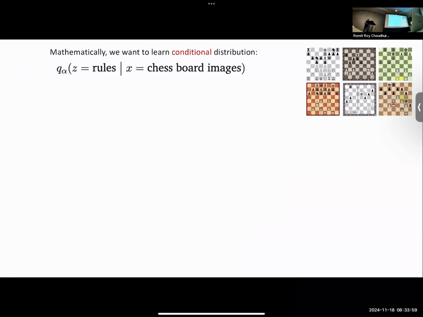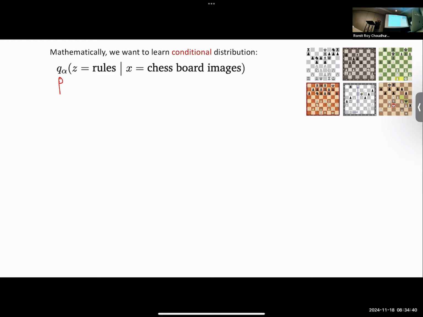And mathematically, that will be defined as the following. If I give you chessboard image pictures, you have to basically come up with a conditional distribution that says, given these pictures, what rule has maximum probability? Look at this distribution. Q you can think of as P, probability. Probability of a rule given the set of chessboard pictures. Does that make sense? I show you a bunch of pictures and I ask you what rule explains these pictures.